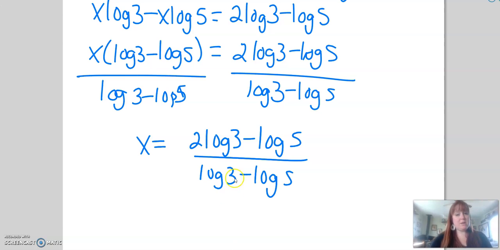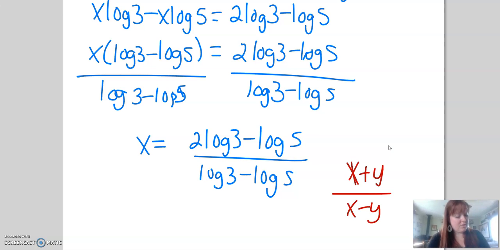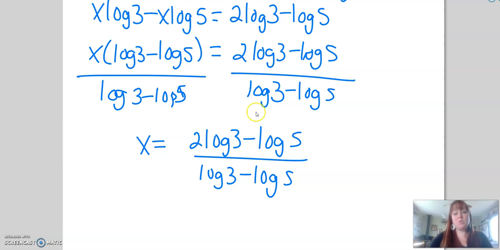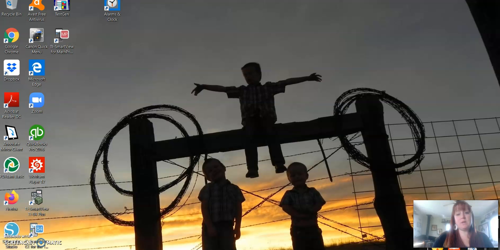And again, a lot of people are going to be tempted to see, oh, log 5 on top, log 5 on bottom, log 3 on top, log 3 on bottom. But remember, they don't cancel, right? It's just like if I had x plus y over x minus y, those do not cancel out. Absolutely not. Remember, that kills kitties. We don't kill kitties. So these don't cancel. We're just going to put them straight into our calculator.